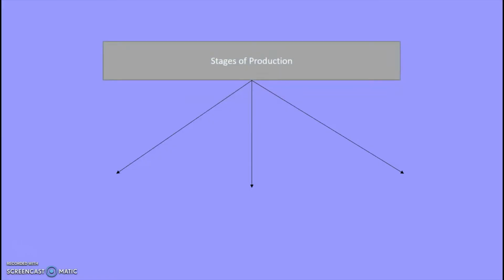Now with the stages of production, we have 3 stages of production. We have the first stage, the second stage, and then the third stage. So it means we have 3 stages of production. So I'm going to take you through them one after the other.